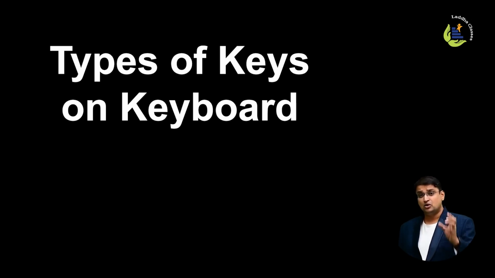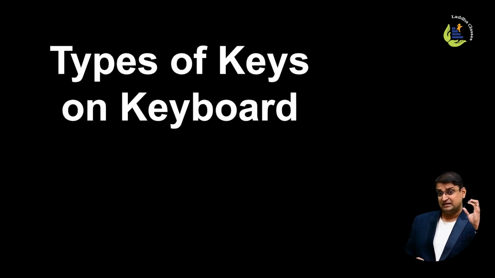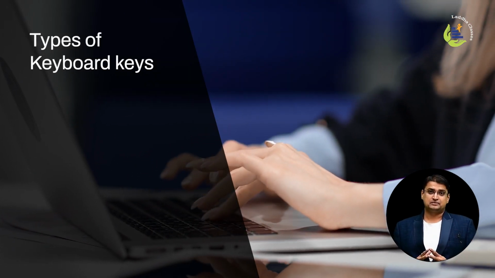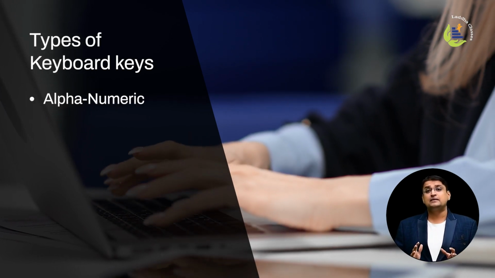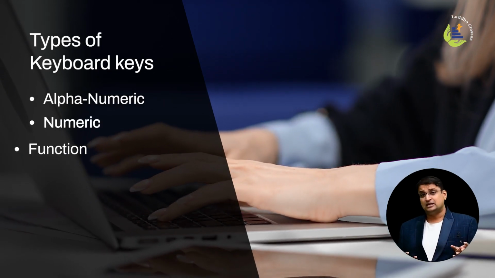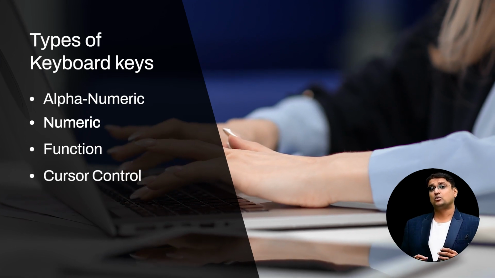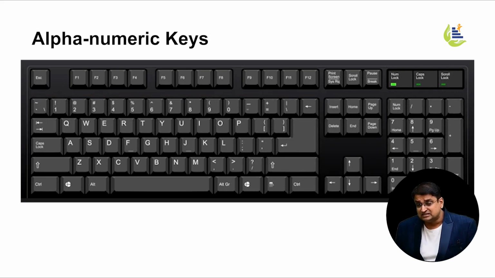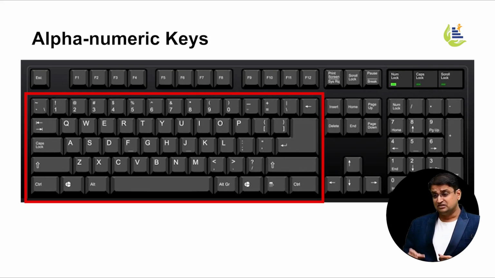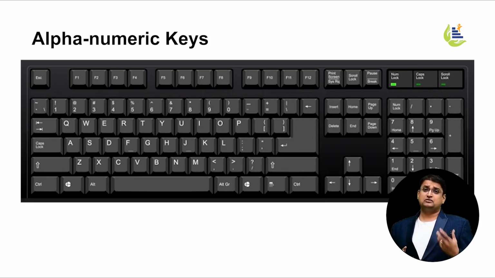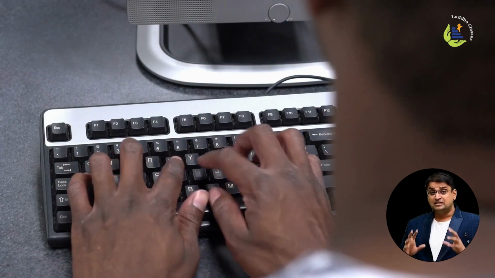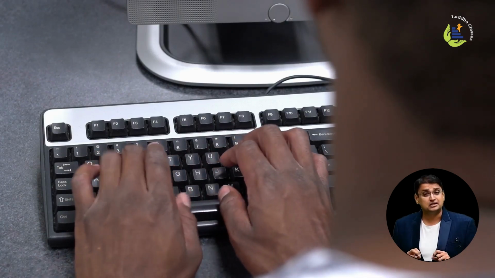Types of keys on keyboard. The keyboard keys are categorized under various groups: alphanumeric, numeric, function, cursor control, other keys. Alphanumeric keys refers to the keys on a keyboard that consist of both letters from A to Z and numbers from 0 to 9. They are the primary keys used for typing textual content and numeric data.